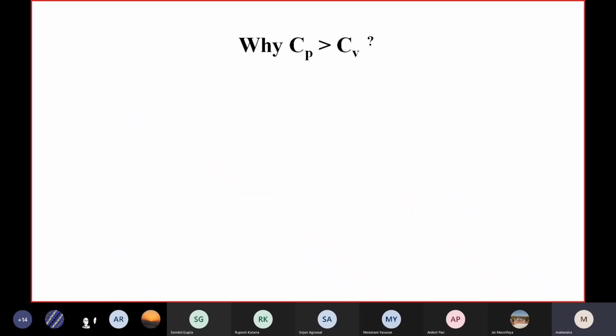Now the question is why Cp is greater than Cv. This is the last slide of our theory part. Can anyone answer me? Sir, at constant pressure, we need to give extra energy for work done. That's why Cp. Yes, yes.